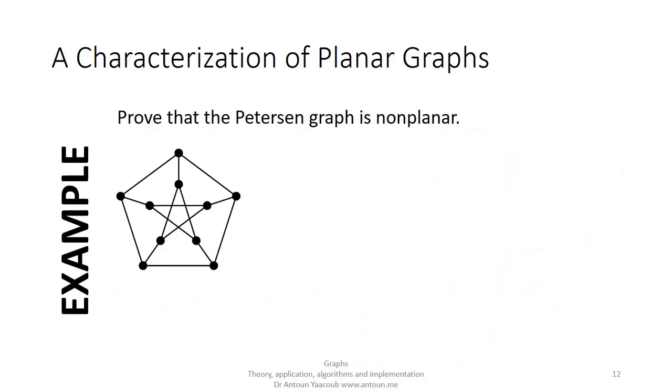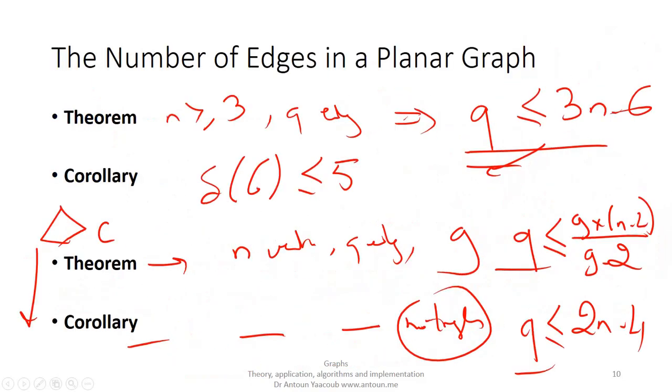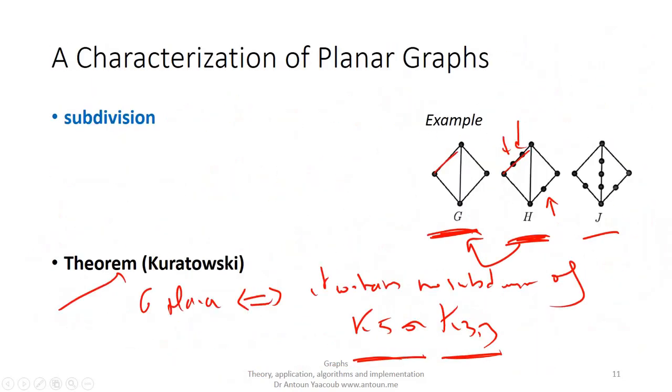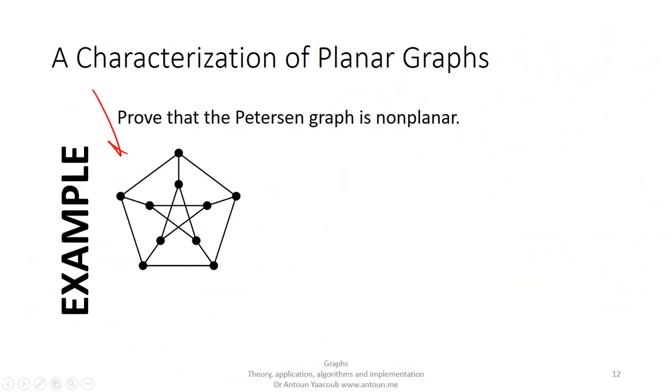So for this we have an example. We need to prove that the Peterson graph is non-planar. We have a lot of ways to do that. So the first way, let's use some of these formulas about the number of edges, to see if it's correct or not. We know that the number of edges here, q, is equal to 15, so you can count it, and the number of vertices is equal to 10.